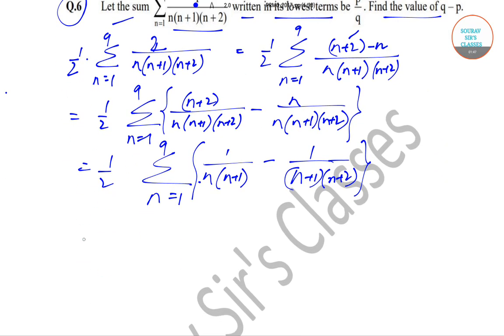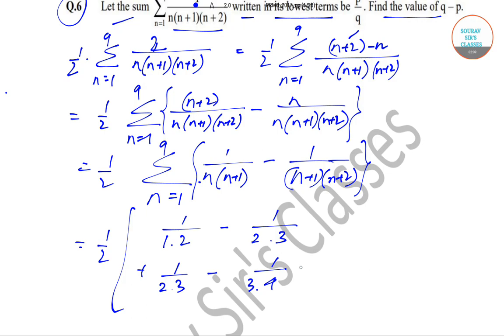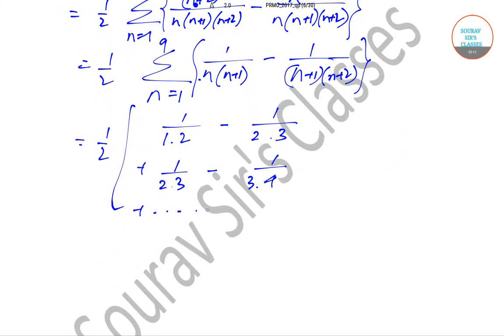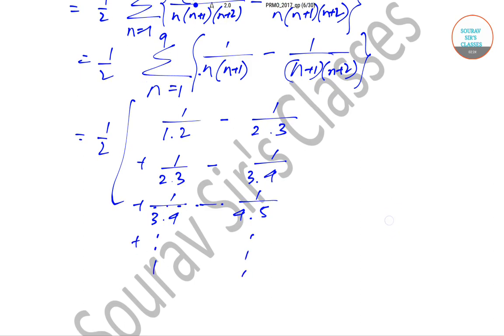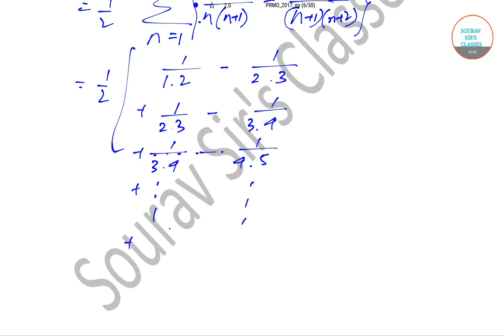Now we'll break the entire thing down. So this will be equal to 1 by 1 into 2 minus 1 by 2 into 3, and then we'll have plus 1 by 2 into 3 minus 1 by 3 into 4. Okay, and then we'll keep on adding, we'll have 1 upon 3 into 4 minus 1 by 4 into 5, plus, and this goes on up till, since n goes from 1 to 9, we finally have 1 upon 9 into 10 minus 1 upon 10 into 11. So this is the structure.